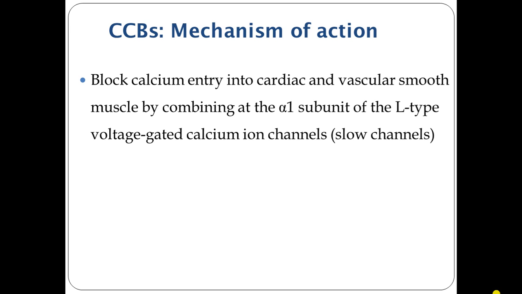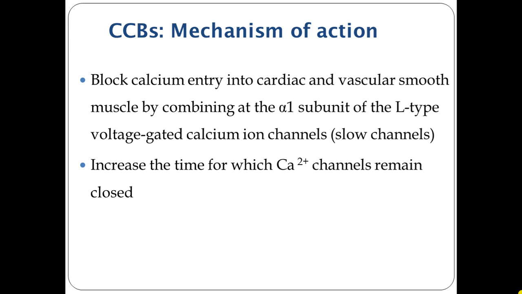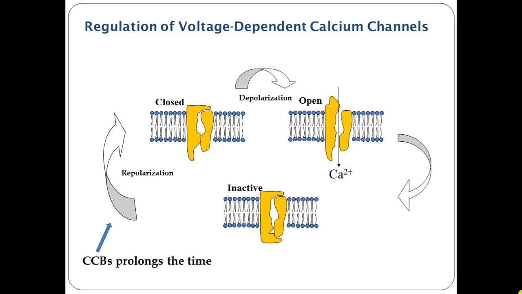If we see the mechanism of action of calcium channel blockers, they basically block the calcium entry into cardiac and vascular smooth muscles by combining at the alpha 1 subunit of the L type of voltage gated calcium channels. They are the slow channels as discussed earlier. They increase the time for which calcium channel remains closed, which means they enhance the time for which calcium channel remains closed. So ultimately opening of the calcium channel is reduced and calcium entry inside the cell is inhibited.